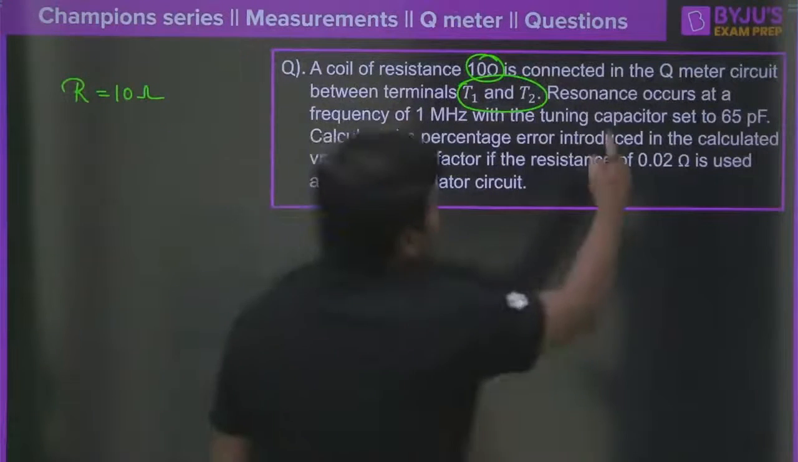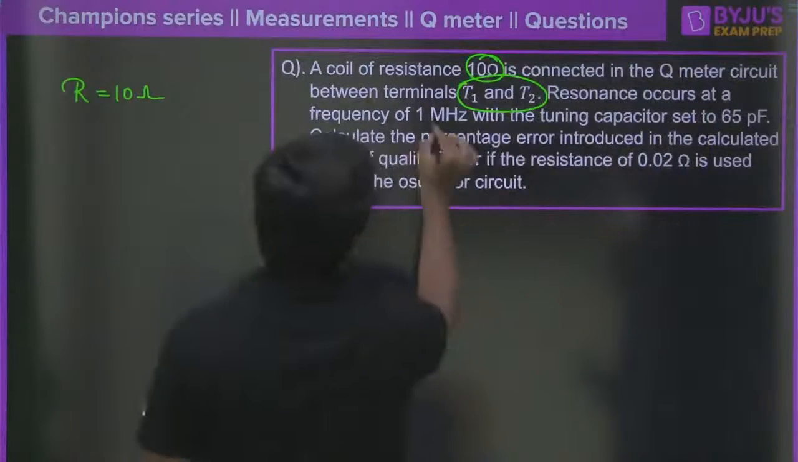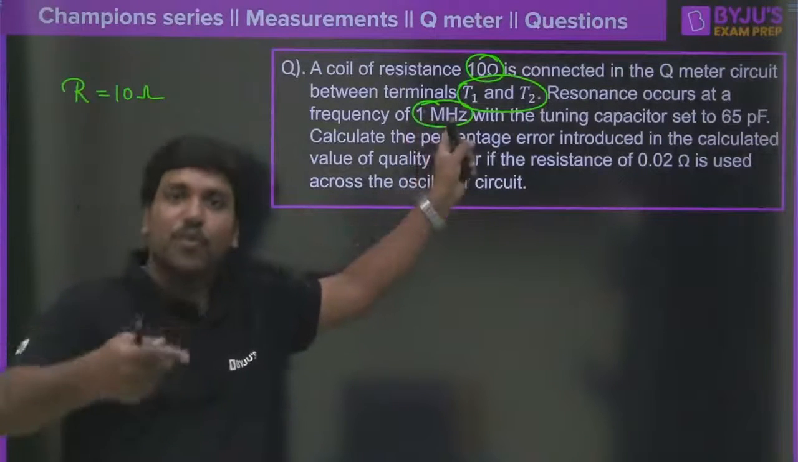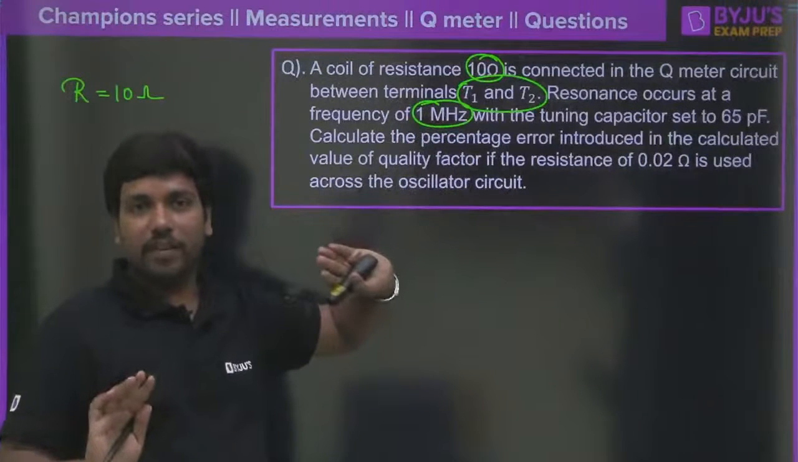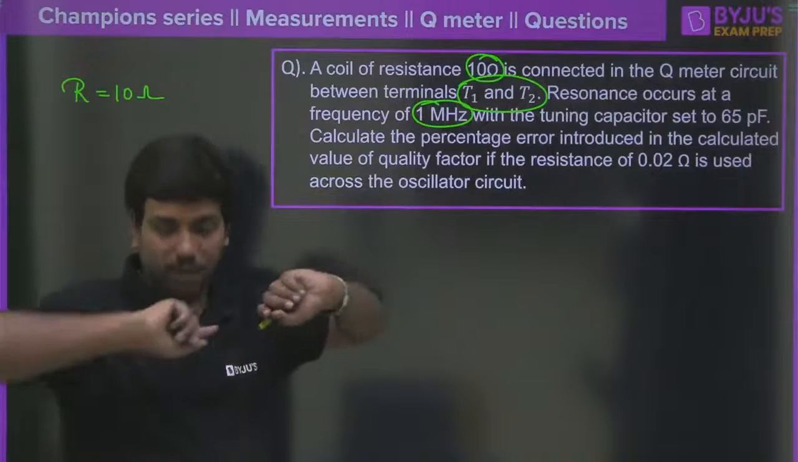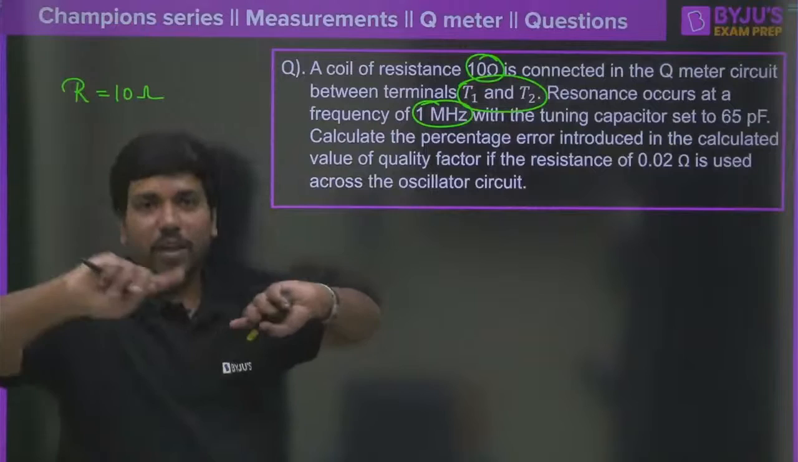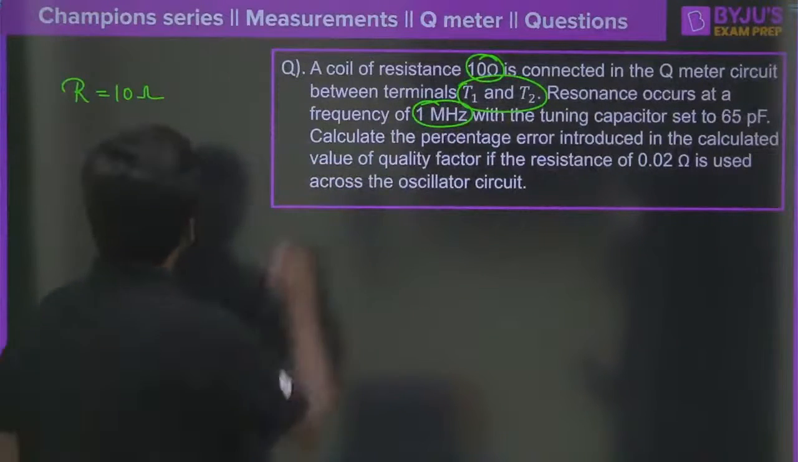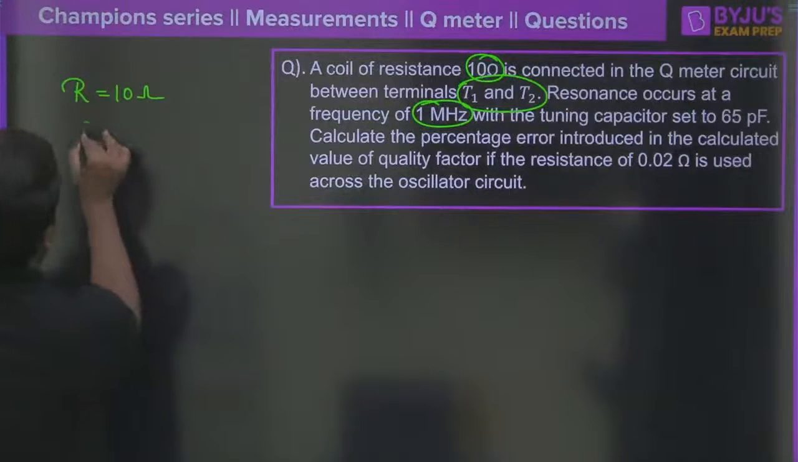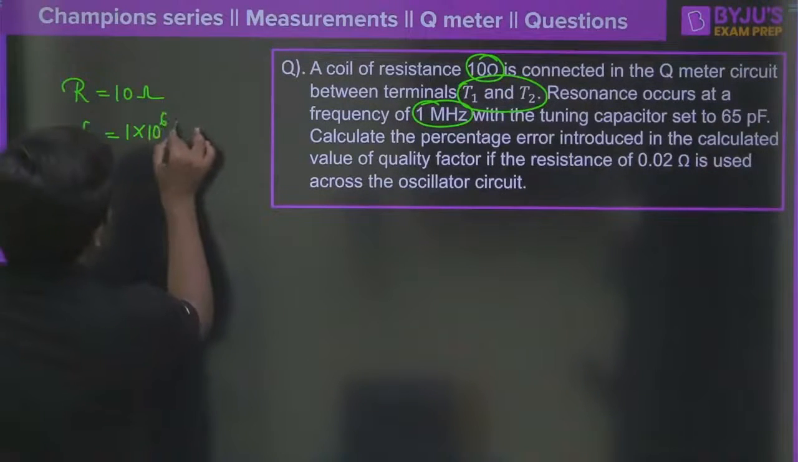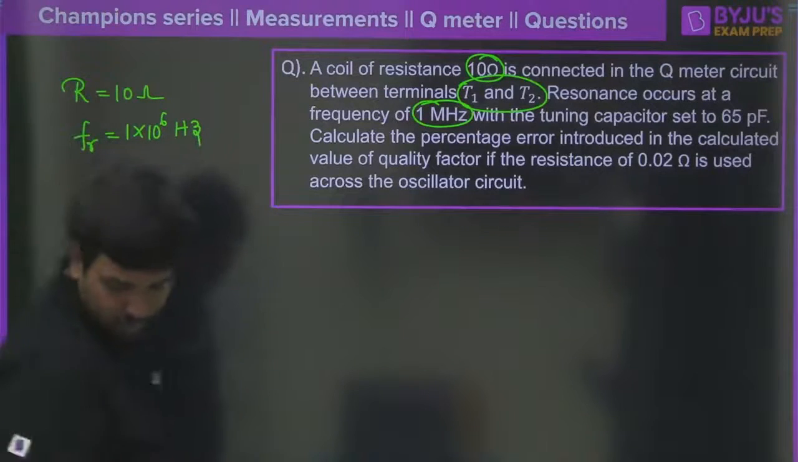Fine. Resonance occurs at a frequency of 1 megahertz. This is what I was saying. You will always be knowing the value of resonant frequency, and we will tune the capacitor because the inductance value is not known to us. So we will tune the capacitor such that we will get the resonant frequency. Clear? So therefore the resonant frequency of this circuit can be written as 1 into 10 to the power of 6 Hz, that is considered as 1 megahertz here.